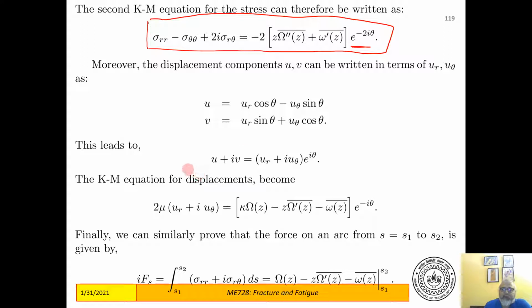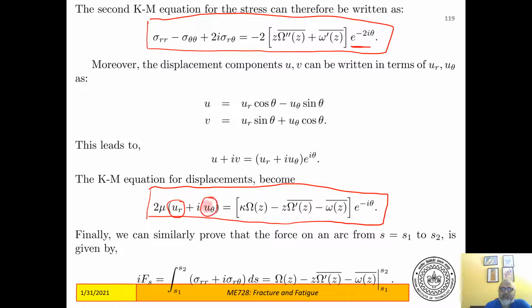The displacement boundary conditions are these. Again, e to the power minus i theta comes about because you are now changing the displacement components to the r and theta system rather than the x and y system. And these are the traction boundary conditions in the cylindrical polar coordinate system.